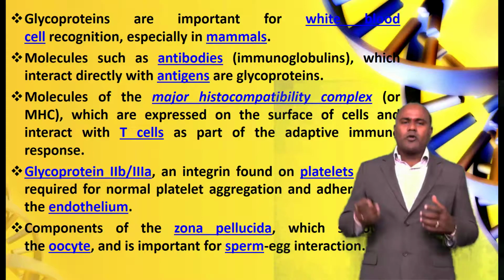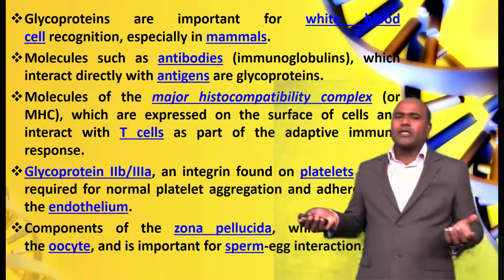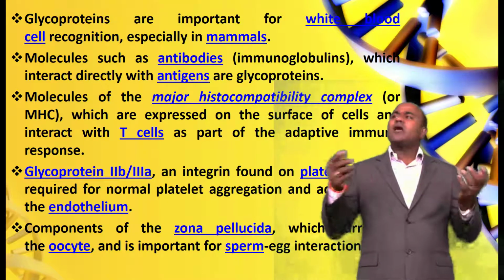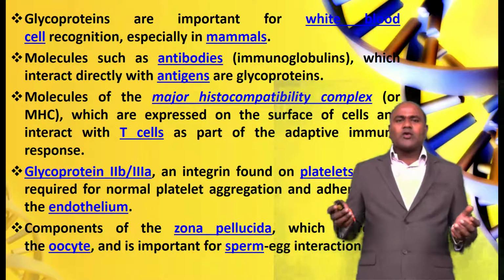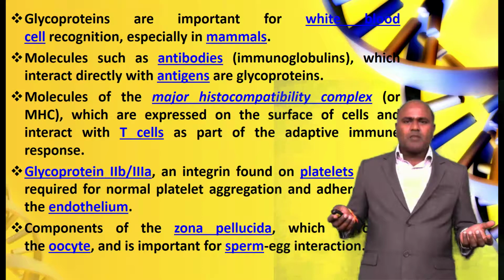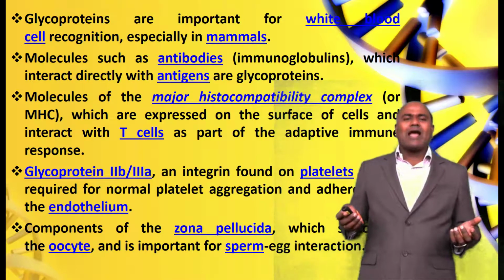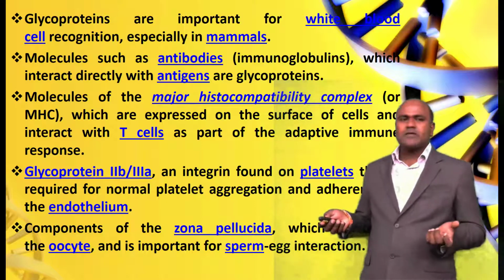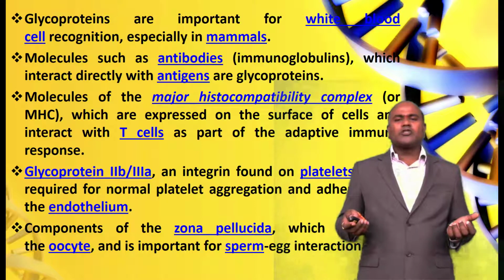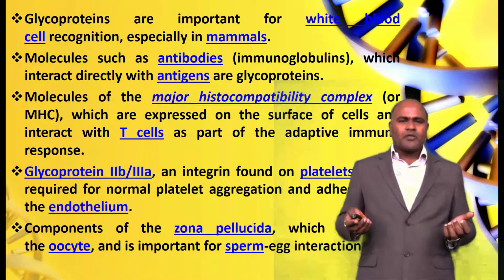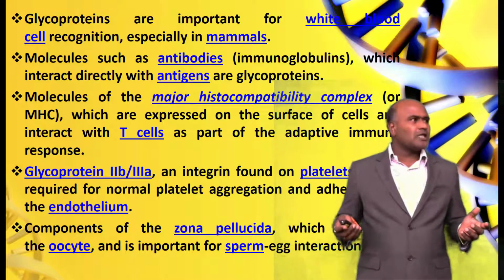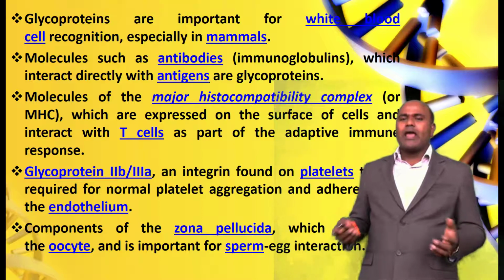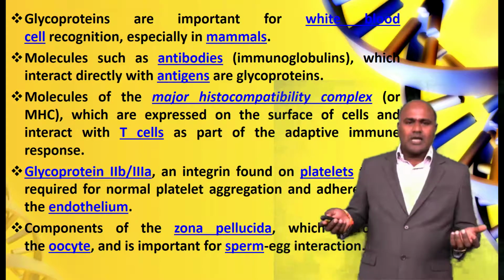Glycoproteins are very important for white blood cell regeneration, especially in mammals. Molecules such as antibodies and immunoglobulins, which interact directly with antigens, are glycoproteins. Molecules of the major histocompatibility complex, which are expressed on the surface of cells, interact with T cells as a part of the adaptive immune response.